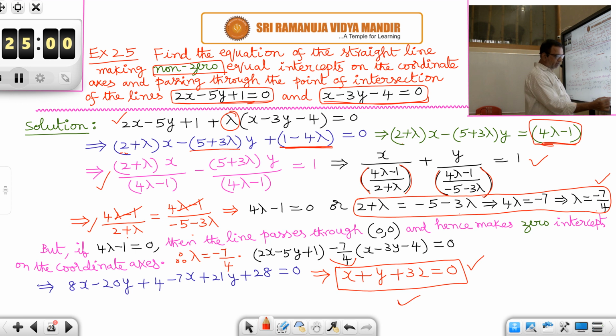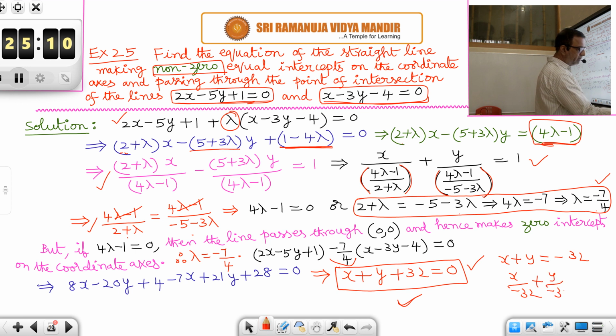So, is it making equal intercepts? What are the equal intercepts here? X plus y is equal to minus 32. So, x by minus 32 plus y by minus 32 is equal to 1. So, x-intercept minus 32, y-intercept minus 32. They are non-zero numbers. So, this is the correct answer.